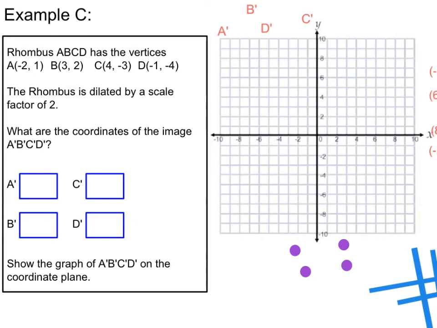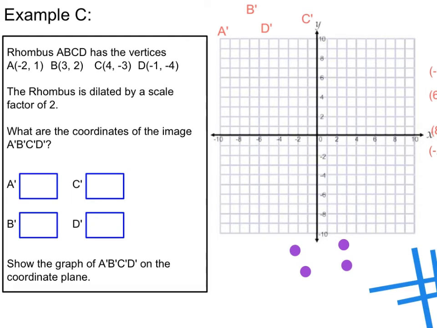Let's take a look at example C. In example C, it says a rhombus ABCD has the vertices that are listed below, and the rhombus is dilated by a scale factor of 2. What are the coordinates of the image A prime, B prime, C prime, D prime? So notice I don't have my shape on my coordinate plane this time, but that's not a big deal with dilations because all I'm going to be doing is multiplying. They've actually made it easier for us by just listing the points right there, so we can just multiply each one and get our points.